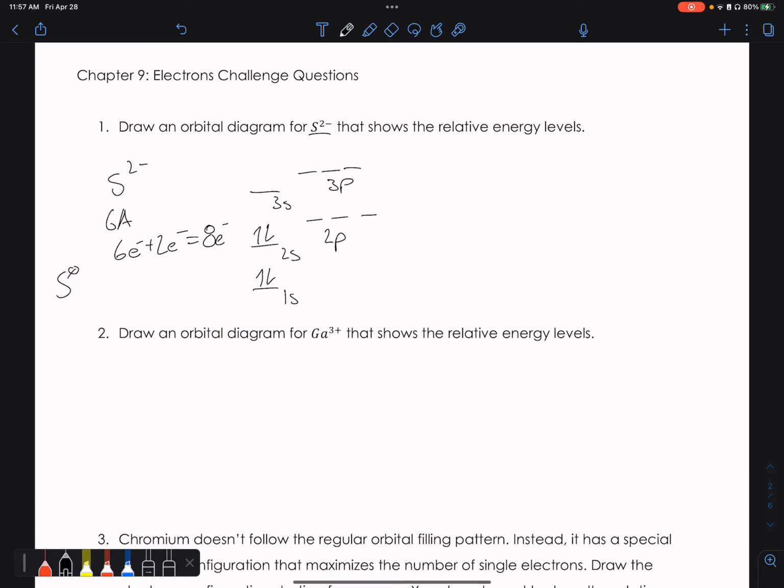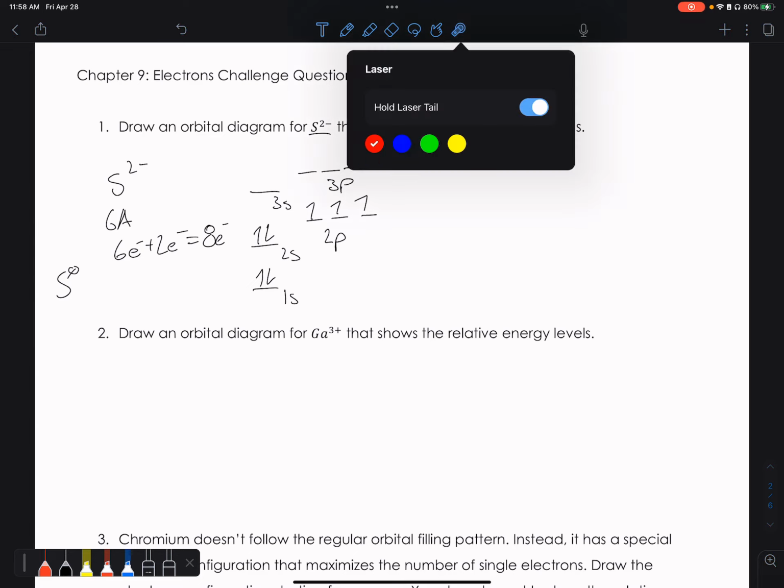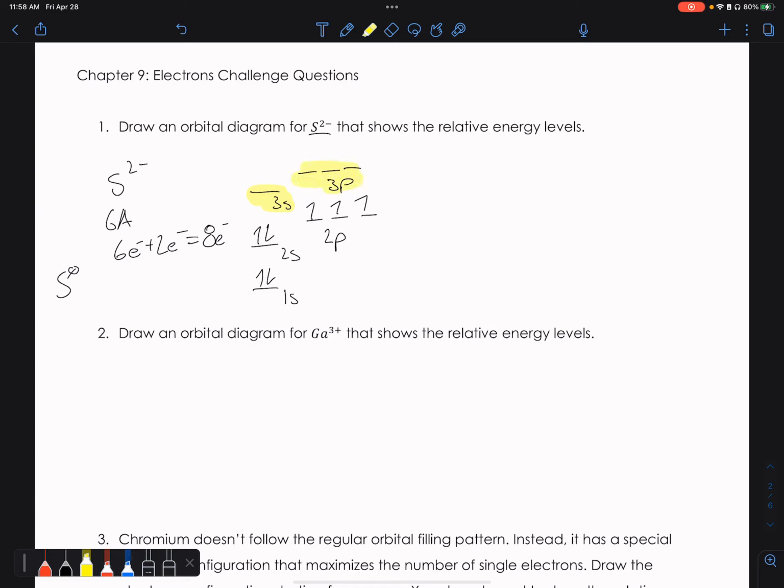So 1, 2, 3, 4, 5, 6, 7. Oh, sorry, 8 valence electrons. The total number of electrons that sulfur has is 16. So 8 valence electrons, these are the valence orbitals. They're the highest principal shell number. If we were filling in up there, then it would be just that. But if we're doing all of the energy levels, then we have to take into account the fact that sulfur has 16 electrons total.